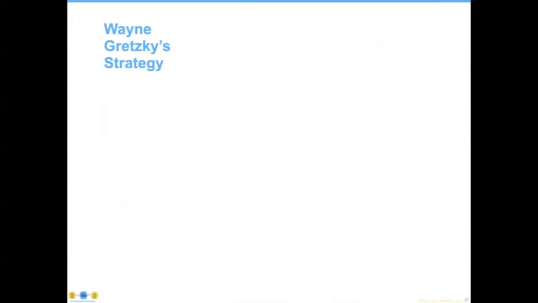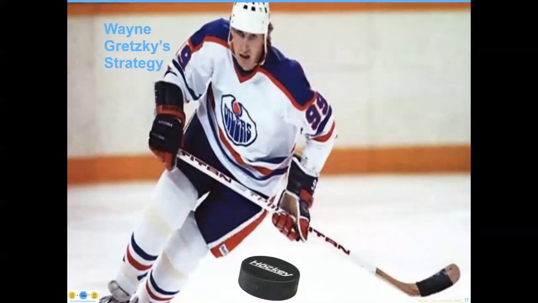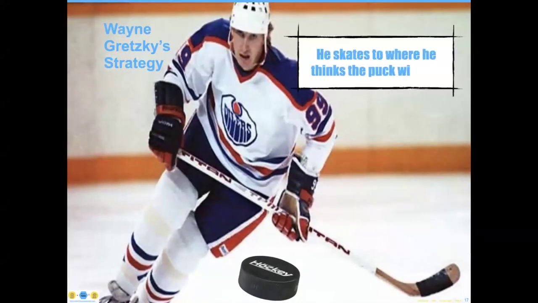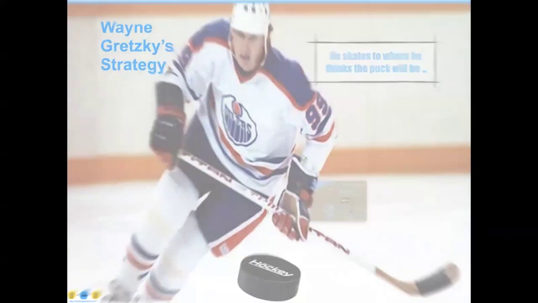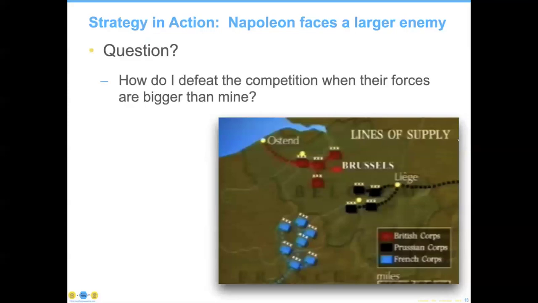Here's another strategy, Wayne Gretzky. If you're not familiar with the Canadian hockey great, his strategy is that he skates to where he thinks the puck will be, as opposed to trying to chase around a large lump of hard plastic that is much faster than anybody can individually skate. So hopefully you're seeing the theme here in simplicity. And let's take it to one more example here.